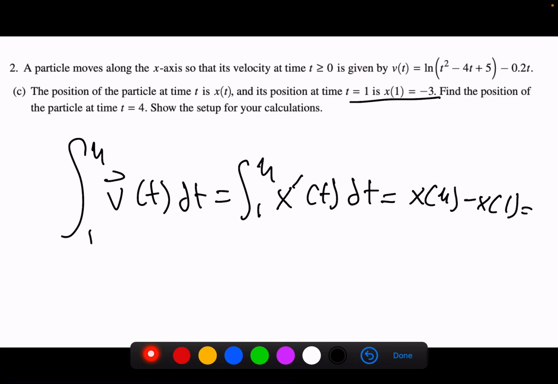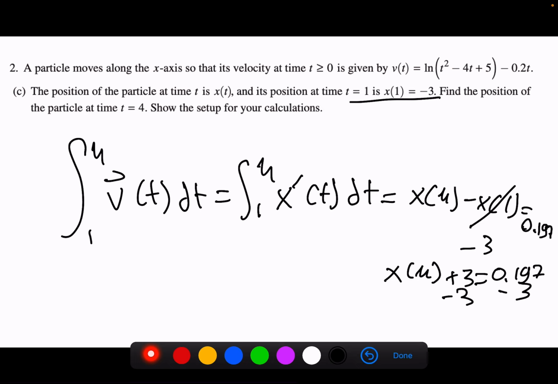And that equals, I went ahead and plugged that into my calculator, and it gives me 0.197, and x of 1 is negative 3. So I get x of 4 plus 3 is equal to 0.197. So all I have to do is subtract 3 from both sides, and I end up finding that the answer is x of 4 is equal to negative 2.803.